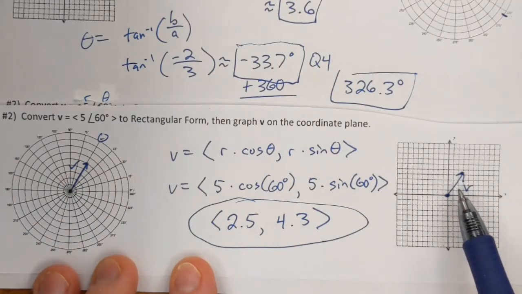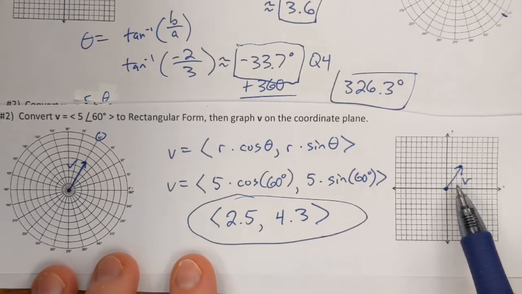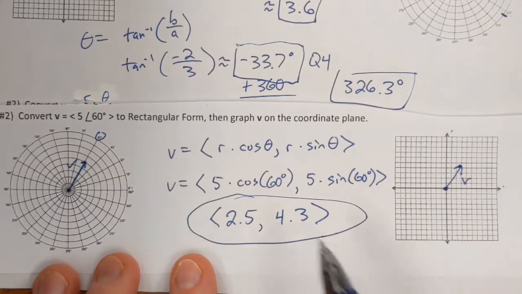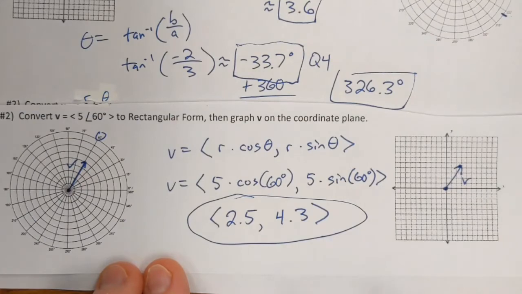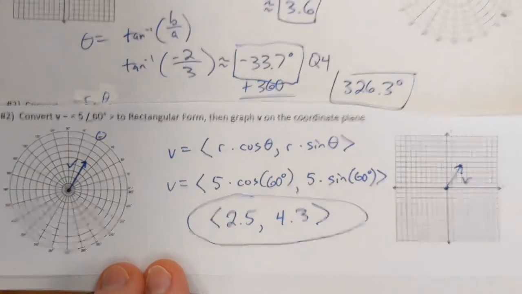Okay? This vector still has a length or a magnitude of 5. It still goes at a 60 degree angle. This is in polar coordinates on a polar graph. This is in rectangular coordinates on a rectangular graph.